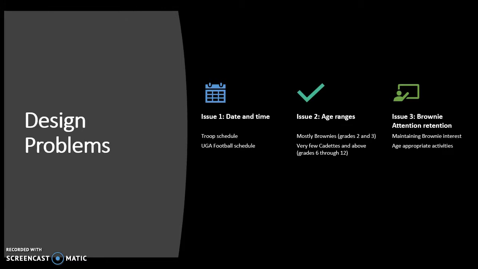Issue 2 dealt with the complexity of age ranges. I mentioned earlier that the troop had grown. However, the majority of the increase was in the Brownies troop level. Brownies included girls in grades 2 and 3. My target population of middle school students would include cadets through ambassadors. Unfortunately, this population within the troop had not seen as significant growth as Brownies. This presented a design problem of having to design a lesson that would be appropriate for grades 2 through 12.